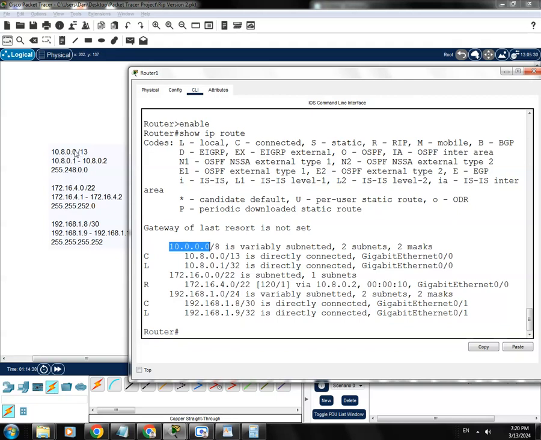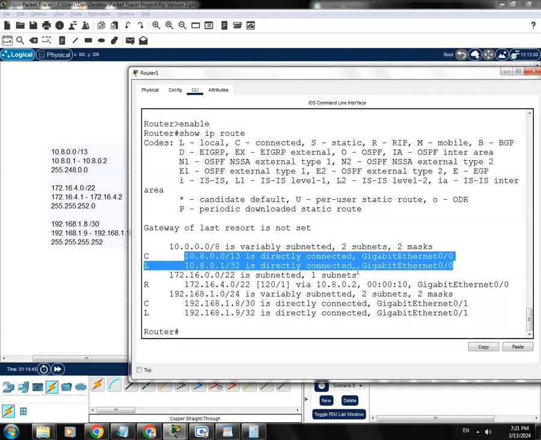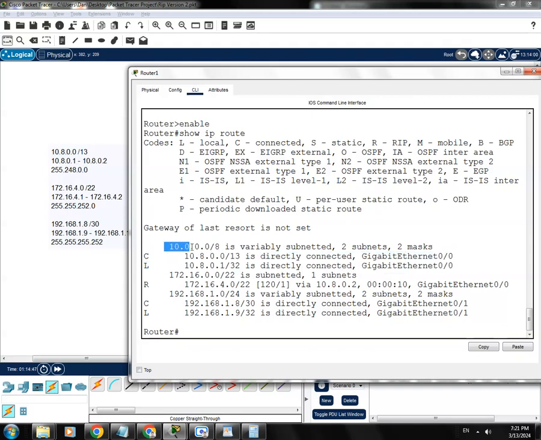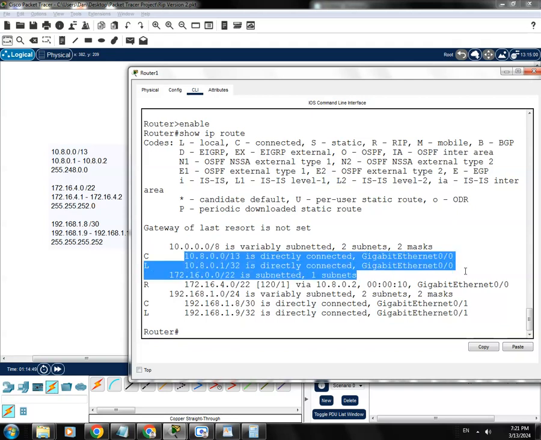On the left side you see this 10.8.0.0, this is a network, and we created two available hosts. That is why it tells us it's subnetted into two subnets, and these are the child routes. This is the parent route and this is the child route.